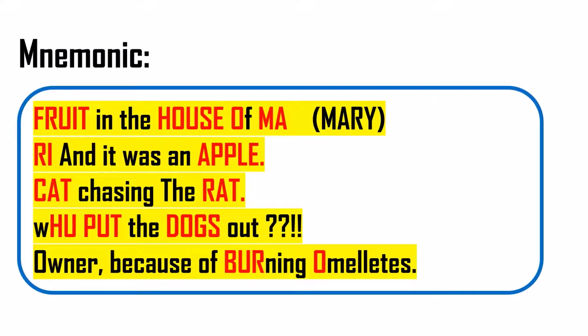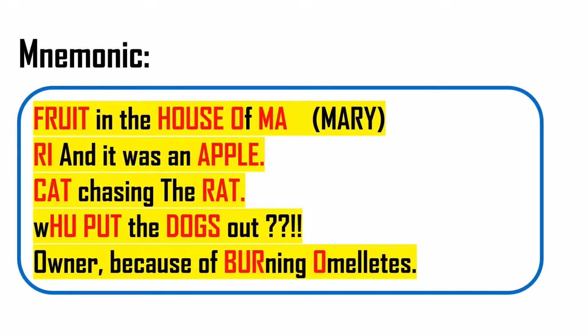Fruit in the house of Mary, and it was an apple. There was a cat chasing the rat, and someone screamed, "Who put the dogs out?" And it was the owner, because of burning omelets. So I know you wouldn't have understood anything from this, but this is the mnemonic for the third column.